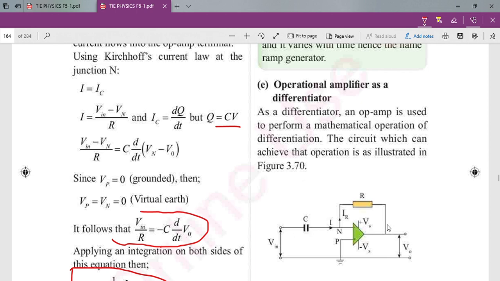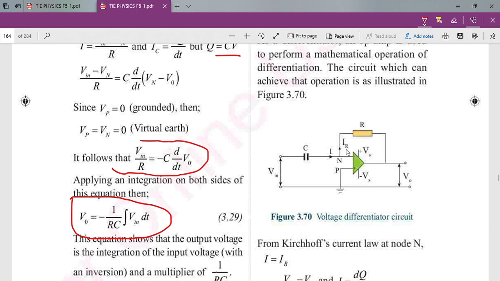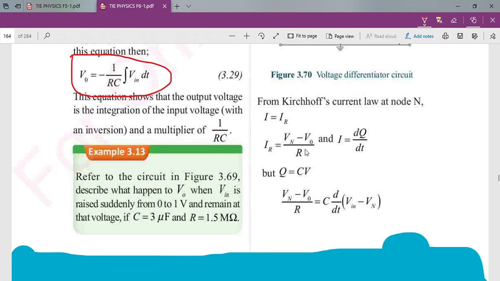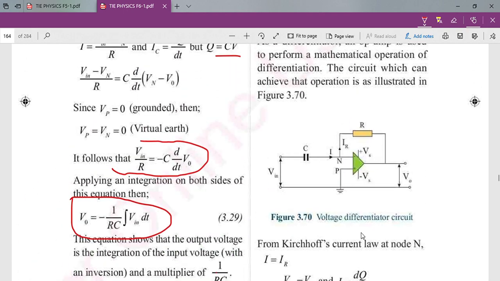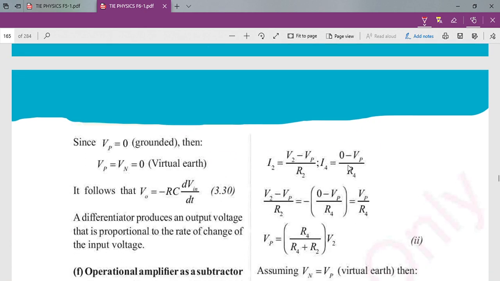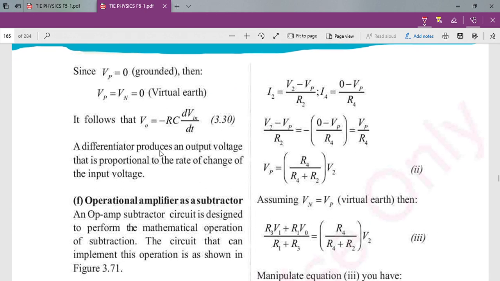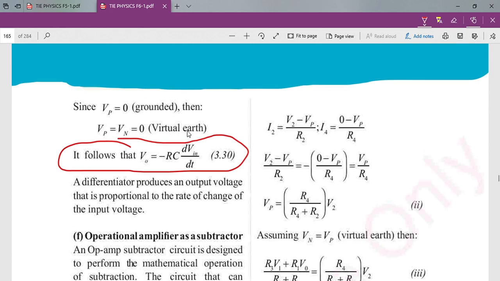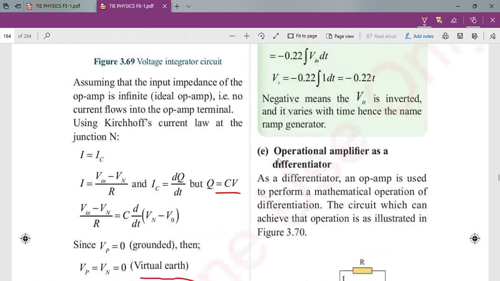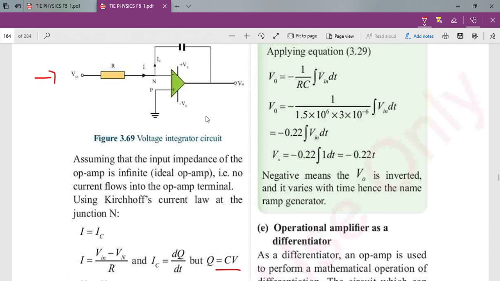For the case of input, now compare I is equal to IR, because it is inverting. Now you can substitute here to obtain this one. So this is the general formula for the operational amplifier as a differentiator. For the case of inverting, Vp is equal to Vn is equal to 0.